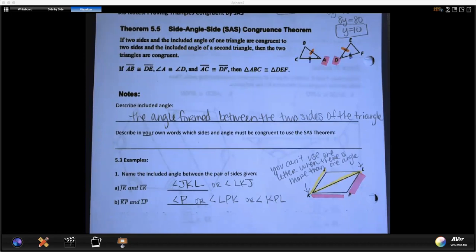All right, any questions about example 1 for 5.3? Give a second for anyone to write down what they need to write down before we move on to the next page.